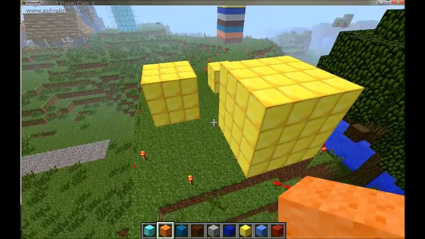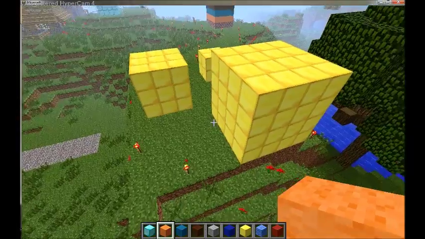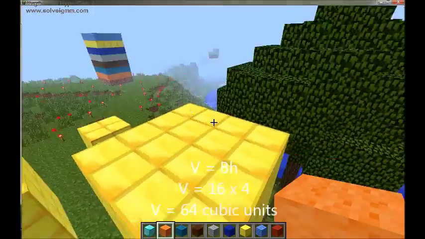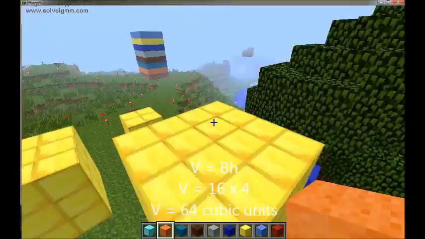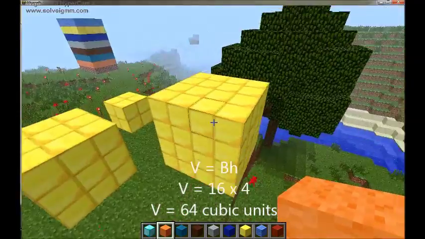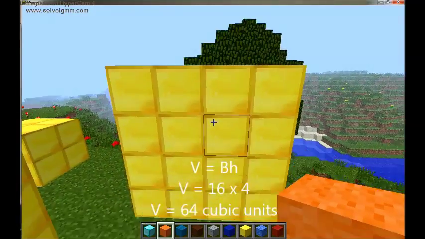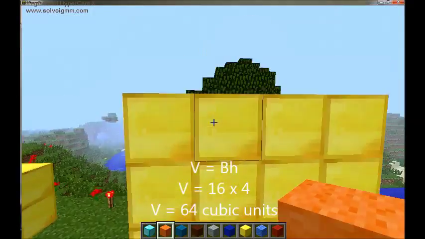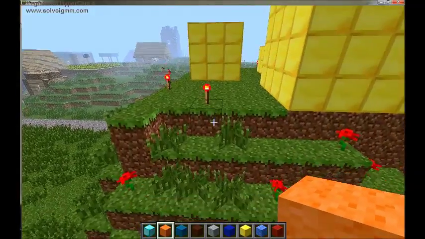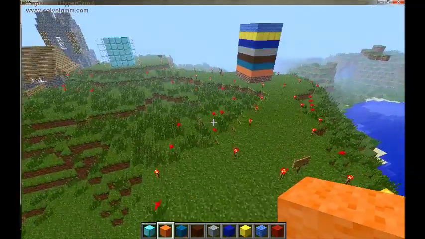Okay? So another way to think of it is looking at the area of the base here. 4 times 4 is 16. So 16 in one layer, and I have 1, 2, 3, 4 layers going from top to bottom. So 16 times 4. Okay? And that's it. So volume, it's very simple.